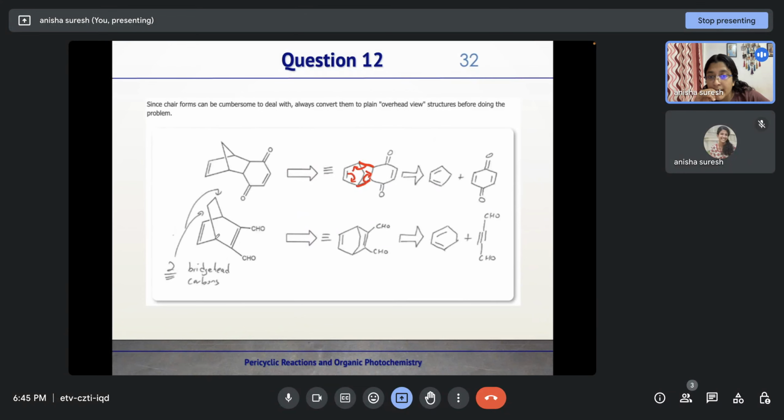Now these are the new bonds that have formed upon Diels-Alder reaction. If we draw it in this fashion, a six-membered ring is forming. So if we are drawing in this fashion, these are the two new bonds that are formed. So those bonds will be breaking. So we will get a cyclohexadiene and this dialdehyde substituted acetylene. So these are the two starting materials that lead to formation of this adduct.